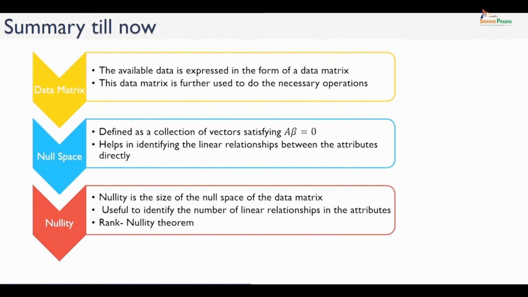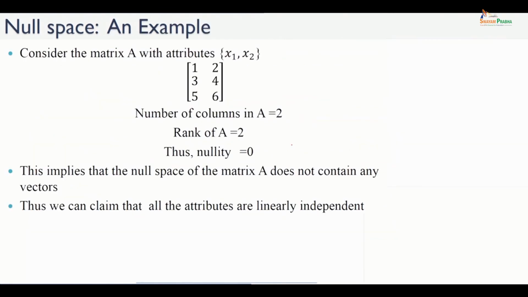So this basically helps in identifying the linear relationships between the attributes or the variables directly, and the number of such vectors or number of such relationships is what is given by the nullity. Nullity of the matrix tells you how many relationships are there or how many vectors are there in the null space. Let us take some examples to make these ideas a little more concrete.